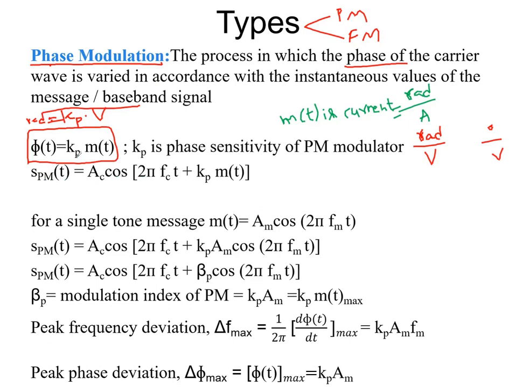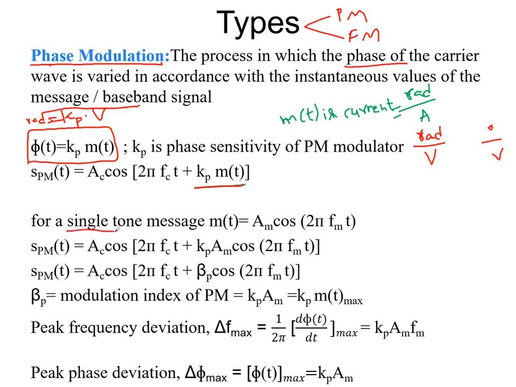Theta of t you have already seen. Theta is a combination of 2 pi fct plus phi of t, and you have already represented your phi of t as kp times m of t from the basic definition of the phase modulation. Now later we are moving to the calculations given here. What are all these things? We are seeing one by one.